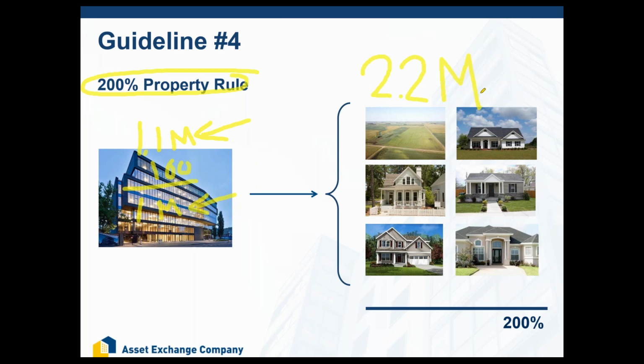All right? All right. So the 200% is taken off the gross sale price, not the net. Very important, all right?